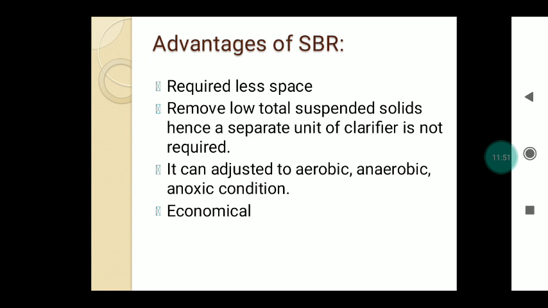There are some advantages of SBR. It requires less space compared to other treatment units. It can remove low total suspended solids, hence a separate clarifier unit is not required. That means it reduces the overall construction cost, so it is very economical. It can also be adjusted to aerobic conditions, in the presence of oxygen, anaerobic conditions, in the absence of oxygen, and anoxic conditions, when there is a deficiency of oxygen. Overall it is economical. So these are a few advantages of the SBR.